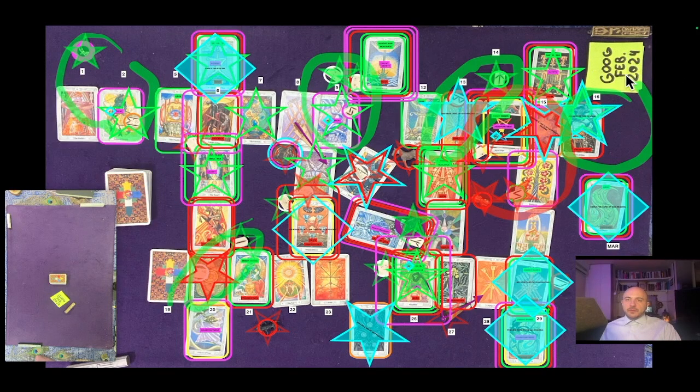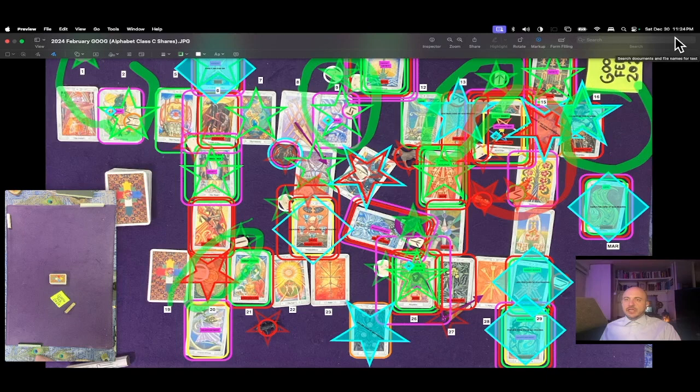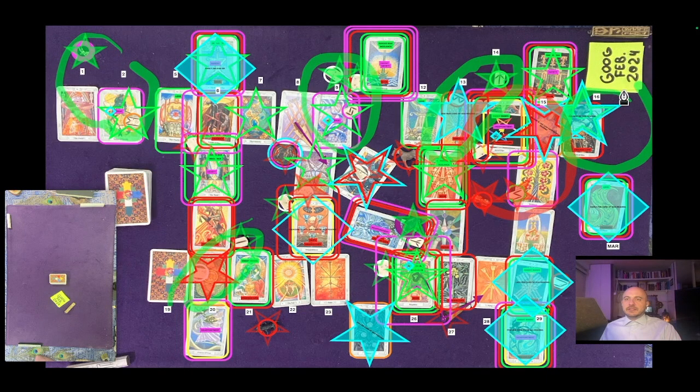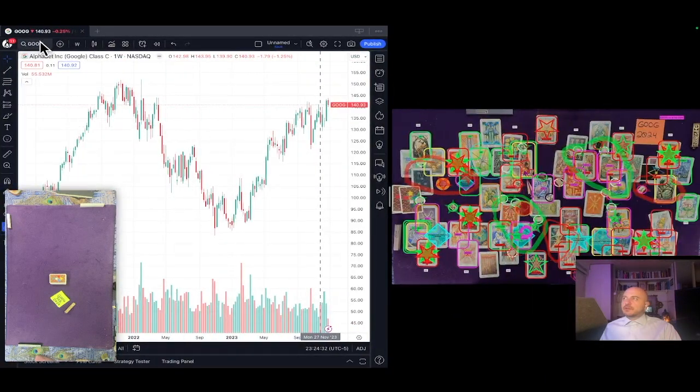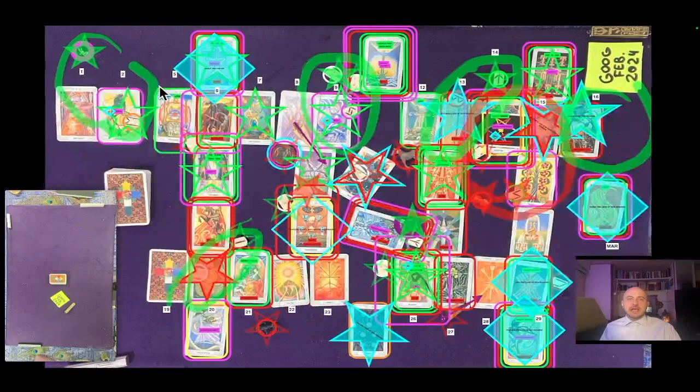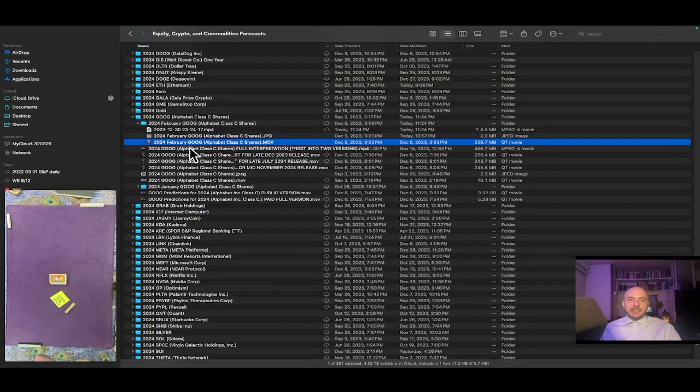This is the Google 1 month overview reading for the month of February 2024. It's currently December 30th, 2023, 11:24 p.m. Eastern Time. Google at the time of this reading is currently $140.93, that's USD. And the shuffle video that we're about to play for you was created on December 5th, 2023 at 3:23 p.m. Eastern Time. That's this video here in the lower left corner.